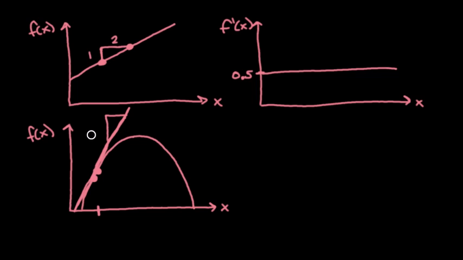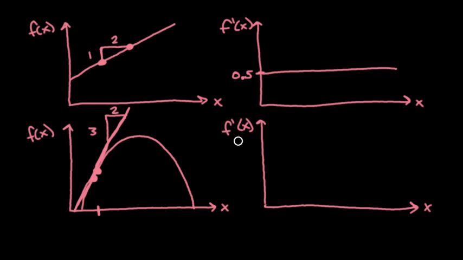And I don't know, that looks like a rise of 3 and a run of 2. And looking at the graph of the derivative, at the graph of the rate of change, we know that at that point, I'm guessing, let's say this is an x value of 2. So at an x value of 2, we know at that point we're going to have a slope of 1/2. Not 1/2, 1.5, my bad. So we already know 1 point on our rate of change graph.